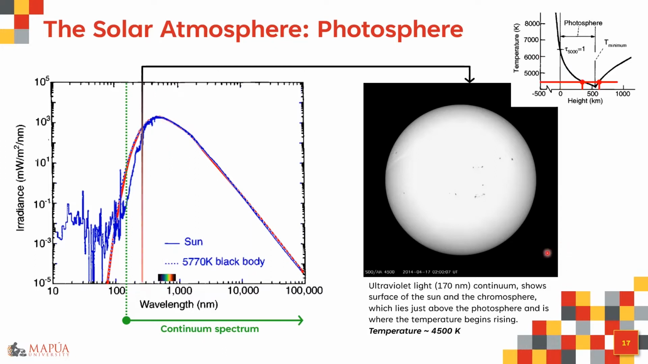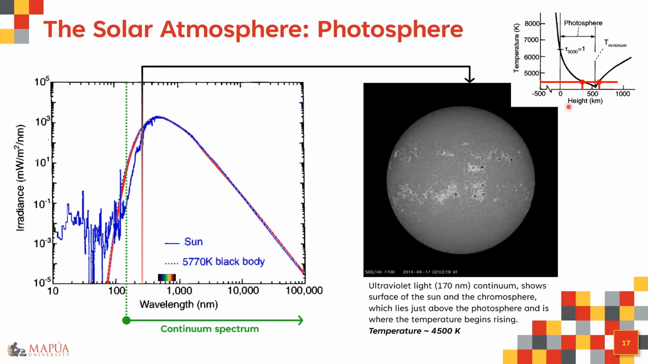We can also go to the ultraviolet. So this is the 170 nanometer continuum spectrum, which shows the surface of the sun in the photosphere, just above the photosphere, where the temperature begins to rise here. So this is the start of your chromosphere. This is about 4,500 Kelvin. So this is your photosphere.